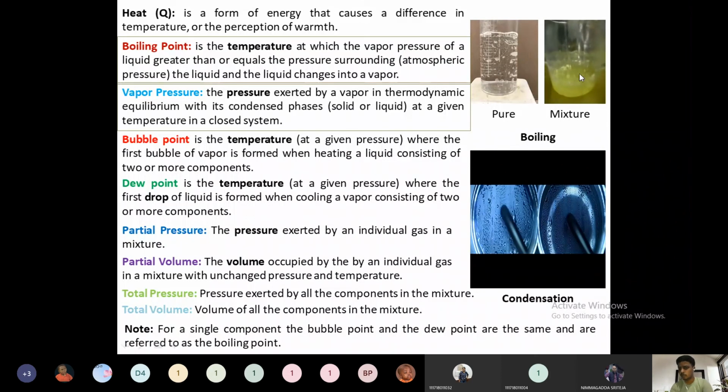Then the total volume is VA plus VB. For the pure component, the total volume is equal to the partial volume, whereas for a mixture of components, the sum of the partial volumes is called the total volume.